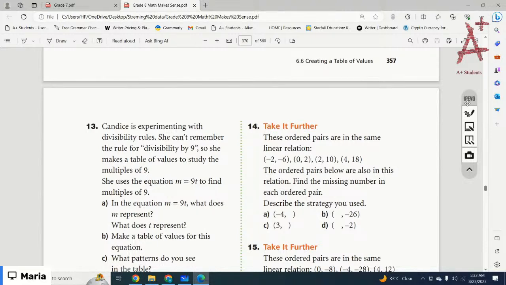Candice is experimenting with divisibility rules. She can't remember the rule for divisibility by 9, so she makes a table of values to study the multiples of 9. She uses the equation m equals 9t to find multiples of 9. In the equation m equals 9t, what does m represent? What does t represent?